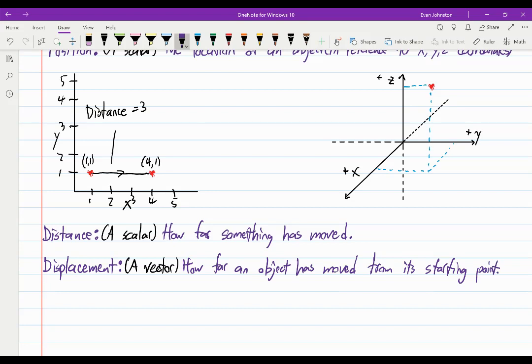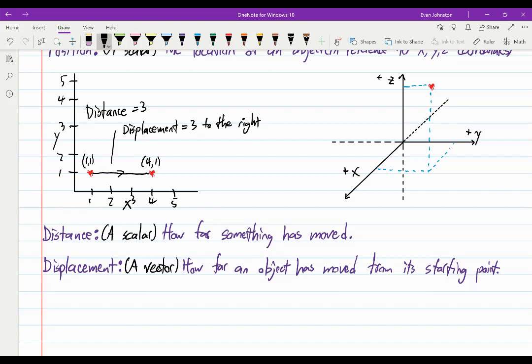Let's again look at the example from above. Here, our fire ant started at 1-1, and now it's at 4-1. So how far has it moved from its starting point? Well, the displacement here would be 3 to the right. Okay, so maybe you think I'm splitting hairs here. These are almost the same exact thing, right? So what the heck is up with that?